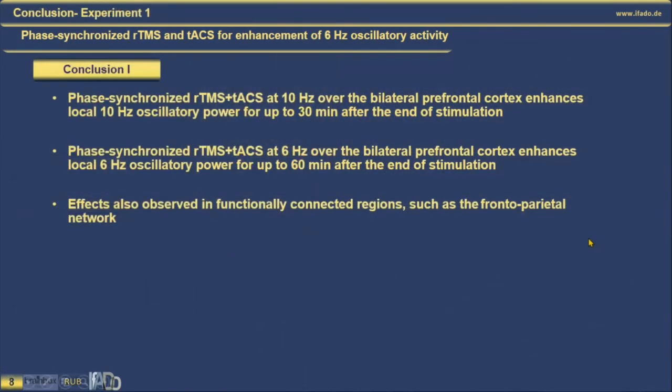Our first conclusion is that we were able to induce and sustain 10 Hz frequency over the prefrontal cortex by phase synchronized rTMS and tACS up to 30 minutes, and also 6 Hz up to 60 minutes. And also we could affect the functional network. We were able to also affect the frontoparietal network.